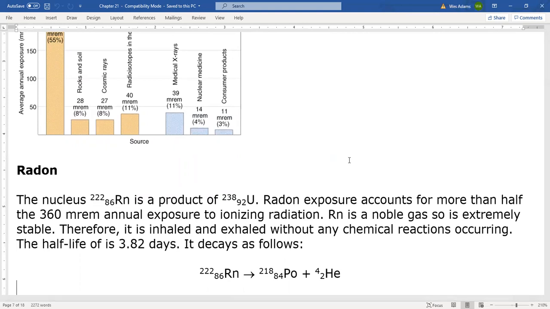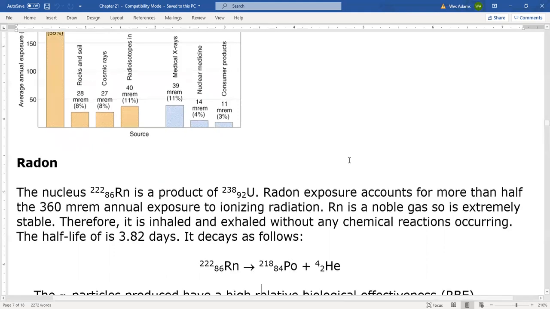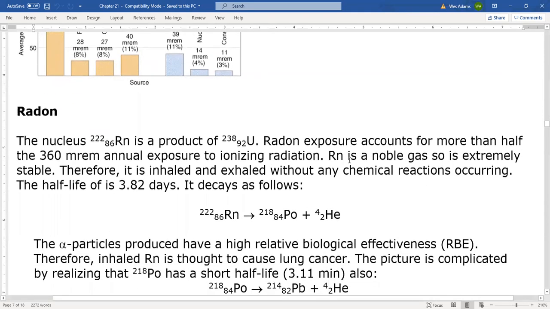plus an alpha particle. Now, we talked about alpha particles not doing much damage from an external source, but if you ingest it or inhale it, it can be quite damaging because it doesn't have to penetrate to get to something that's going to do damage. So if alpha radiation can get to something where it can do damage, it actually does more damage than gamma or beta because it's a much heavier particle. And we call that a relative biological effectiveness, about 10 times more damage. Inhaled radon is therefore thought to cause lung cancer.